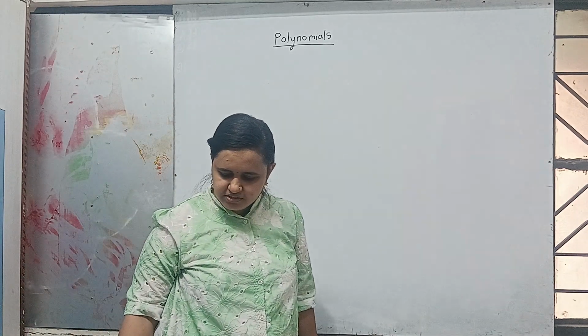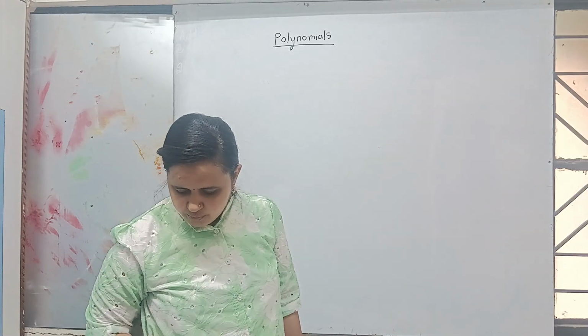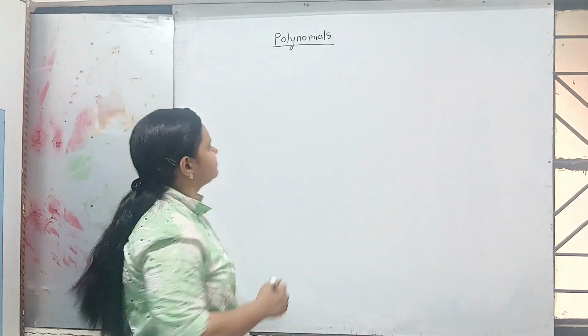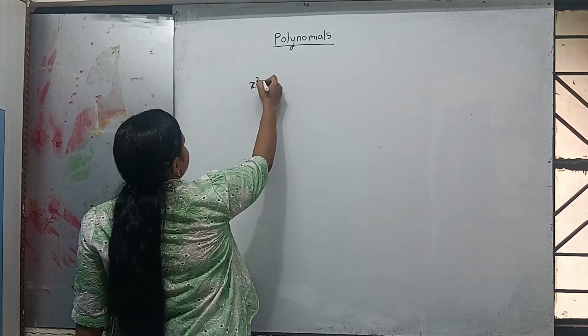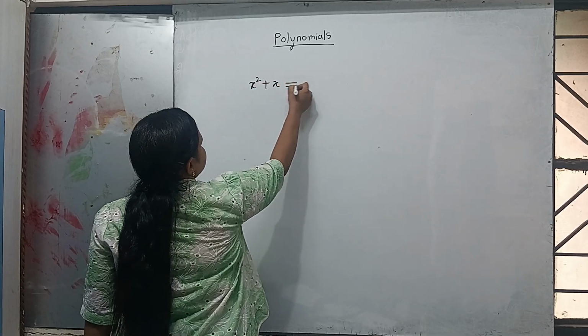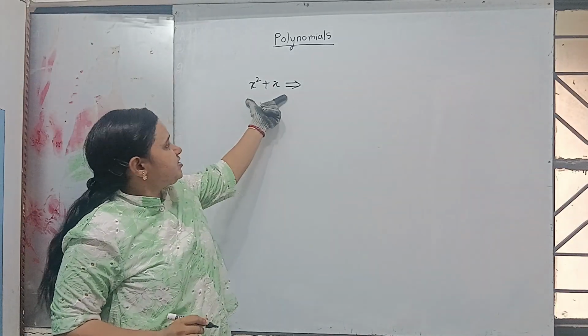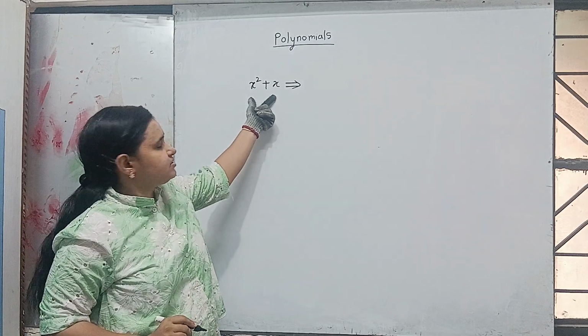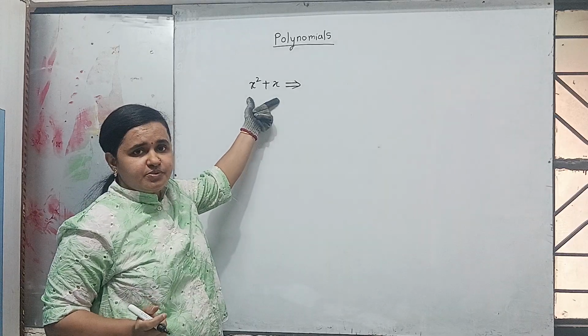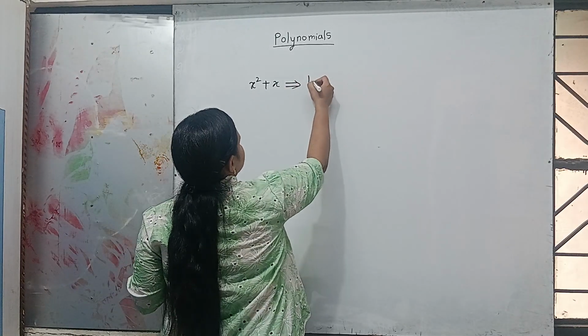Now our next question is matrix match type. The polynomial x square plus x is. First is given as binomial. It is a binomial. It has two terms. Binomial is a two-term expression, so it is a binomial.